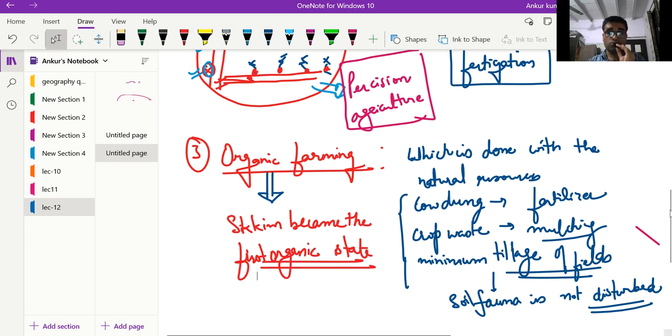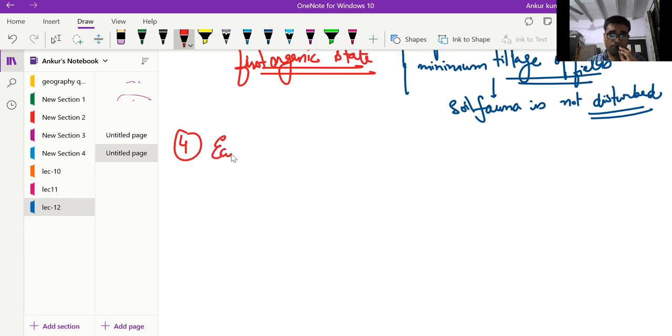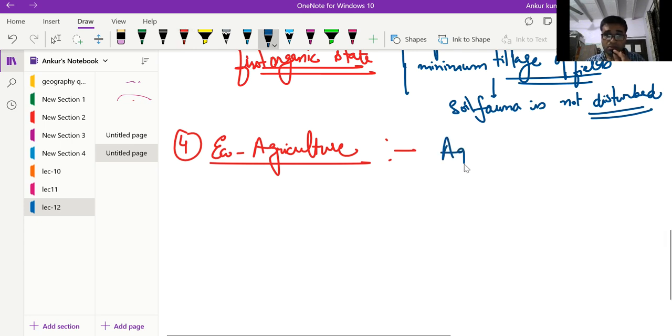And the next method that we should adopt, and that must be a mandatory thing, right? If we want to correct all the wrongs, that is the eco agriculture. We have to start practicing eco agriculture. Now what is this eco agriculture? That means we just are not focused on the economy of agriculture, that means the agriculture productivity.